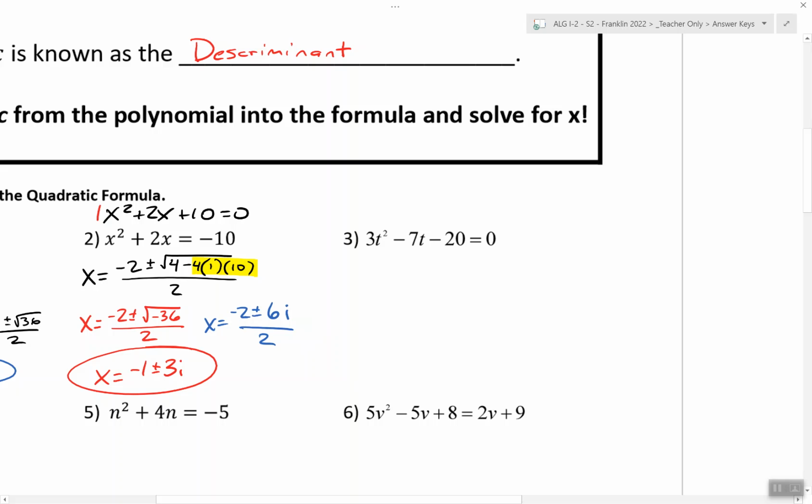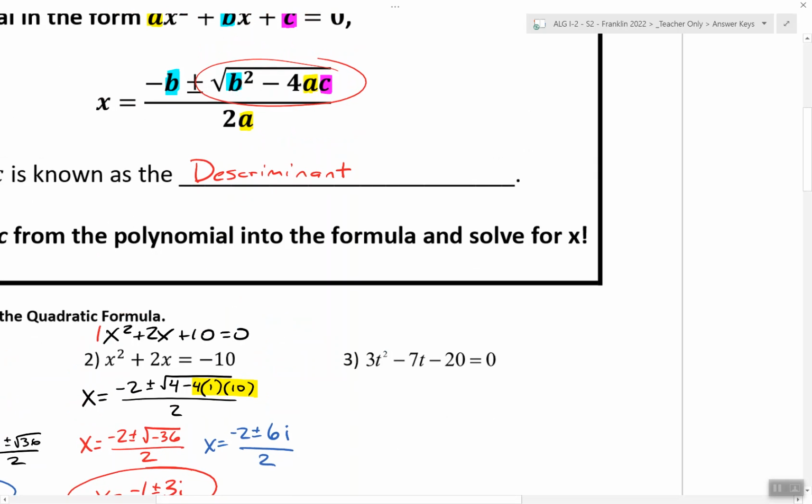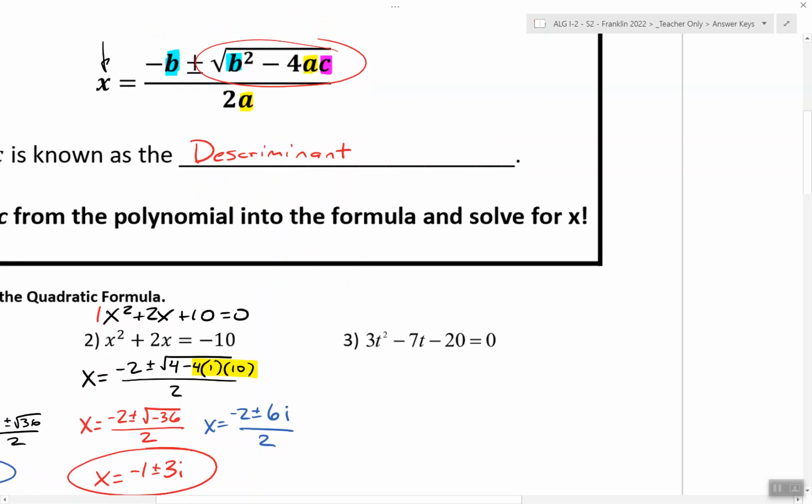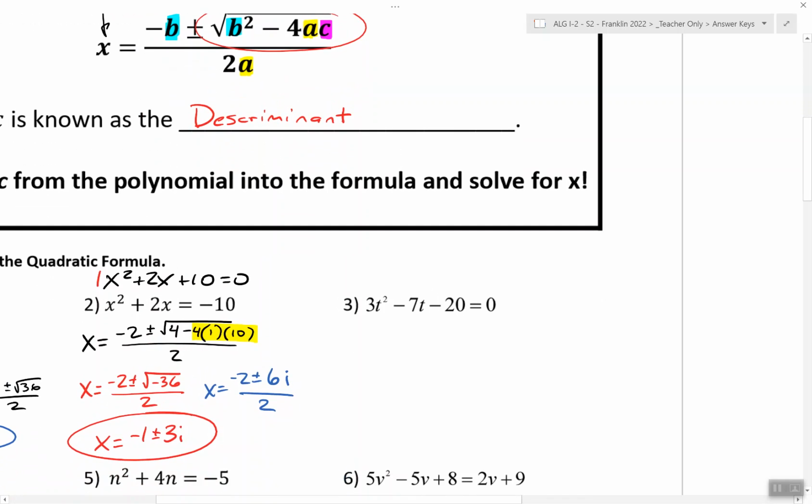3t squared minus 7t minus 20 equals 0. Now, if you have t instead of x, you're going to do the same thing. You can just write t instead of x right here, or you can just write x, but you should keep the variable the same. But remember, the goal is to get the answers, so it doesn't necessarily matter.